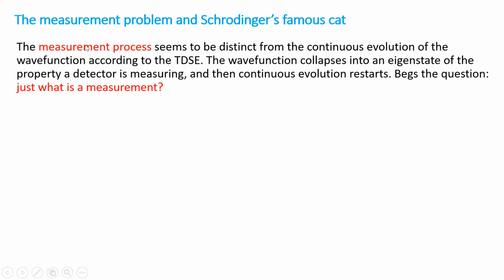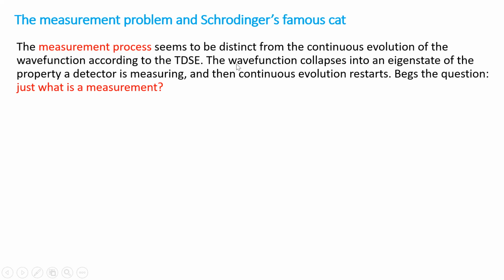So what is going on here? The measurement process seems to be distinct from the continuous evolution of the wave function according to the time-dependent Schrodinger equation. I'm not going to produce the equation here, but it produces a continuous evolution of the wave function in time. Probabilities can shift between different eigenstates as time evolves, depending on the Hamiltonian operator which causes it to evolve.